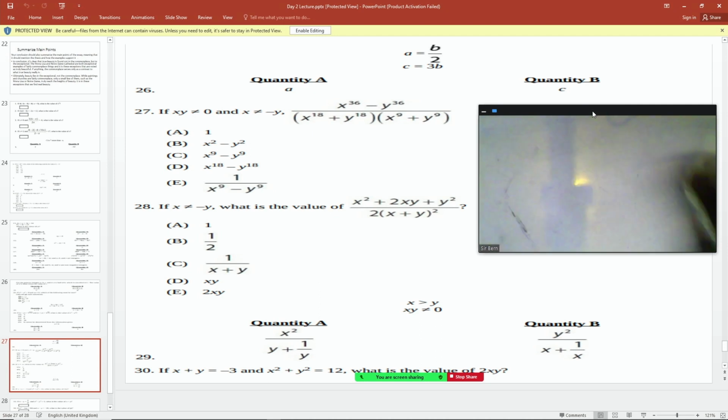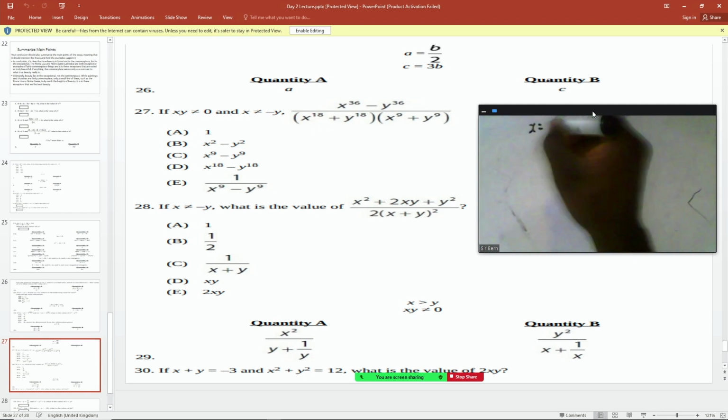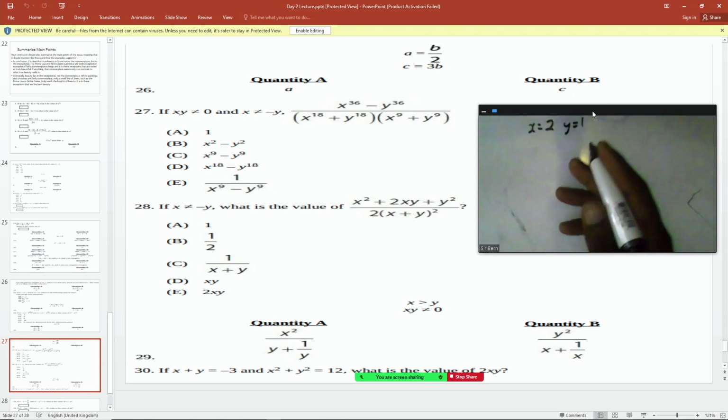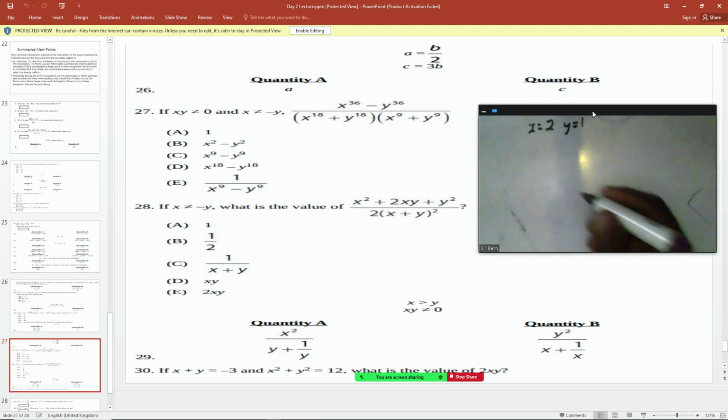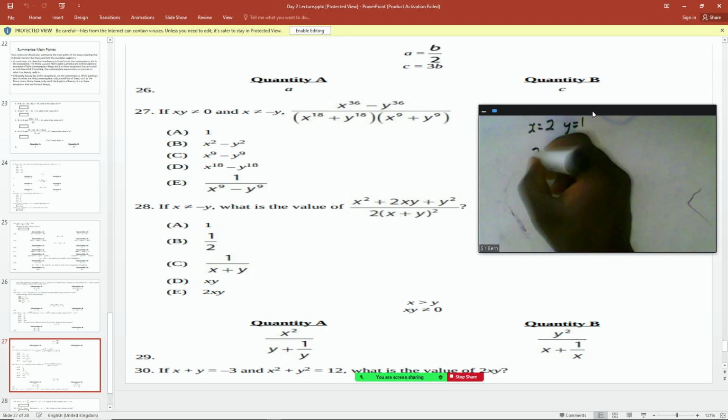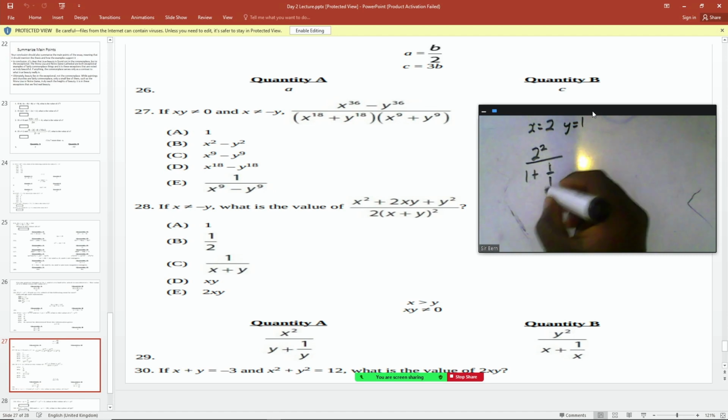So 29, we are saying that x is greater than y. All we know is that x is greater than y, and x times y is not giving us 0. So we can just try with values to check for all scenarios to see which one will be greater. Because x is greater than y, first of all, we are trying with x is equal to 2, y is equal to 1. This satisfies the condition x is greater than y. Then we'll have 2 squared for quantity A. 2 squared divided by 1 plus 1 over 1. So this will give us 4.